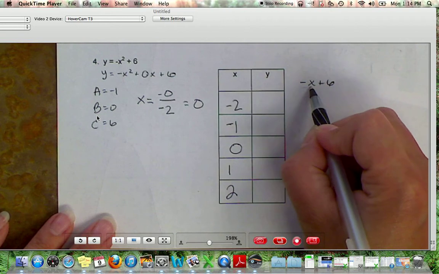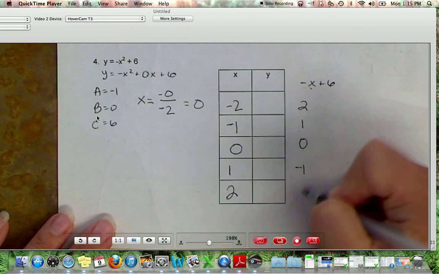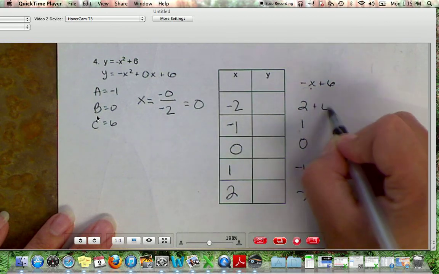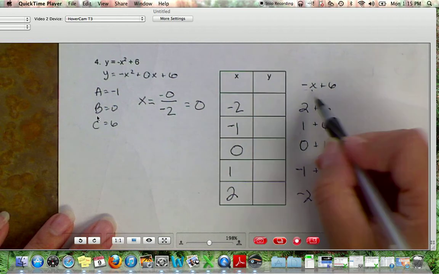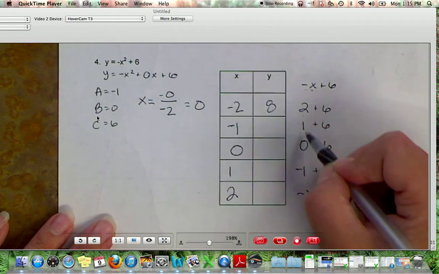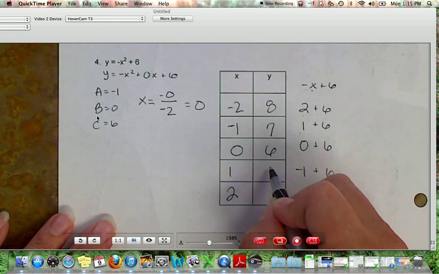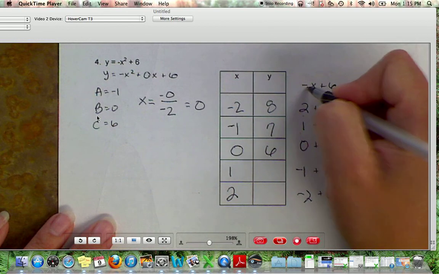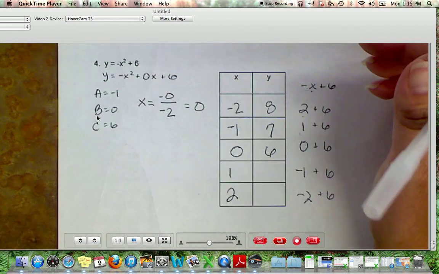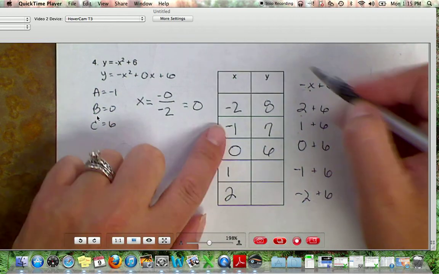So the first step is the opposite of x. So that would be 2, 1, 0, negative 1, negative 2. And then we add 6 to each of them. So 2 plus 6 is 8. 1 plus 6 is 7. 6. Oops, what did I do? Oh, I made a mistake. Oops, let's back it up. I hope you didn't do that.